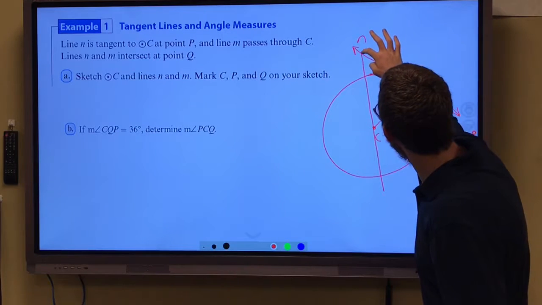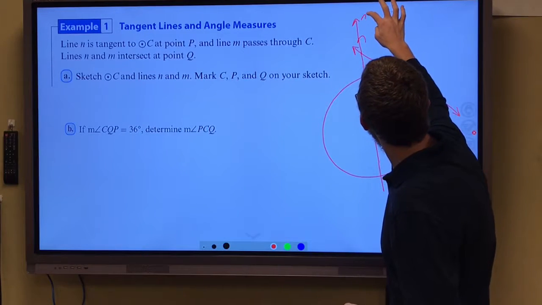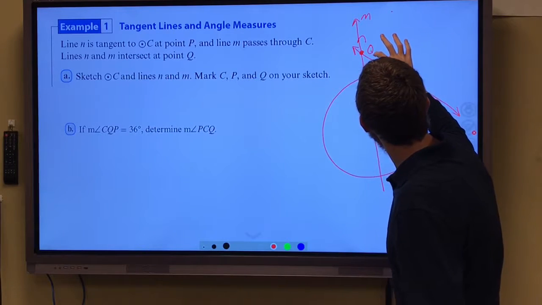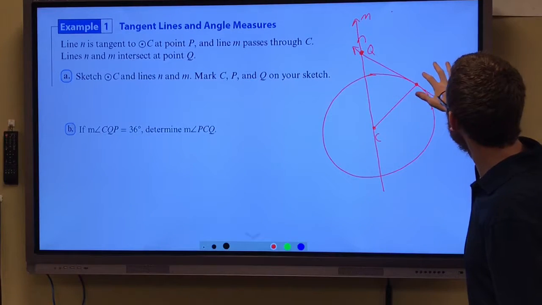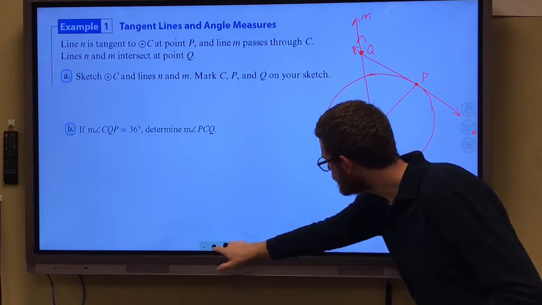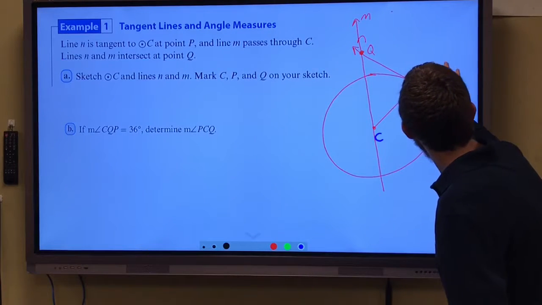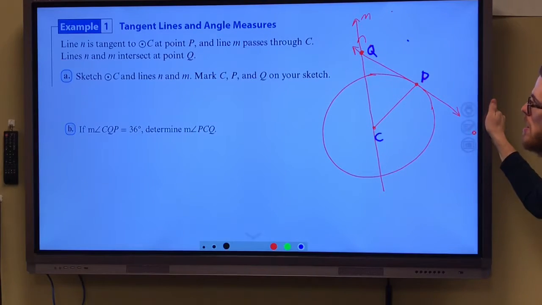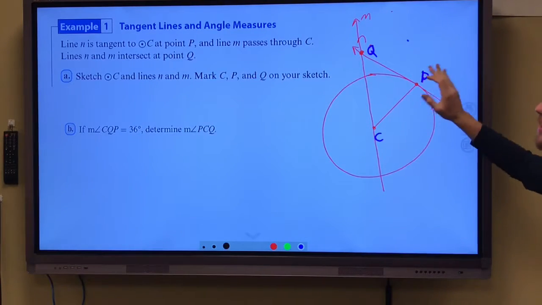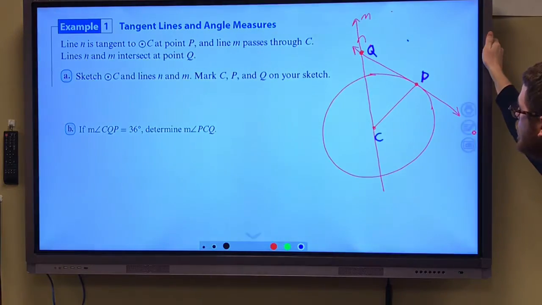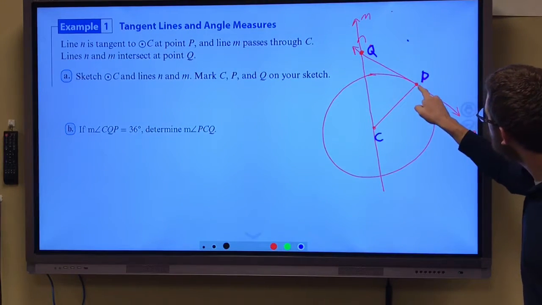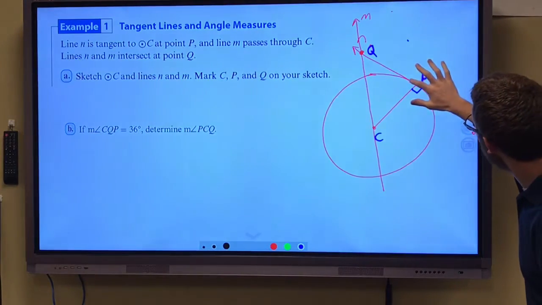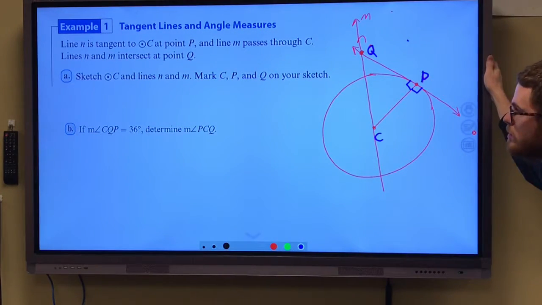So I have this other line M. These intersect at point Q. And this was point P over here. So we have points C, P, and Q. So we've sketched this out. We marked C, P, and Q on our sketch. Made sure to do that. And we know when a radius intersects the point of tangency, it's forming a right angle. So it's also forming a right angle right here.